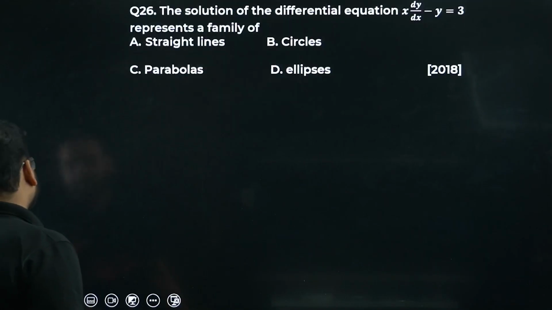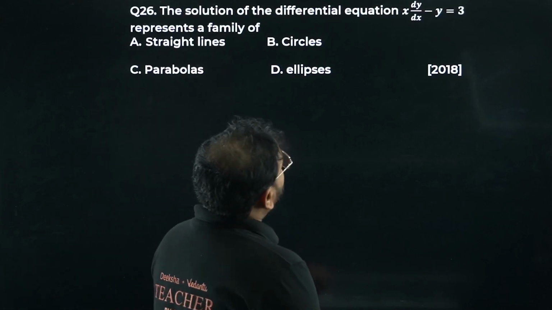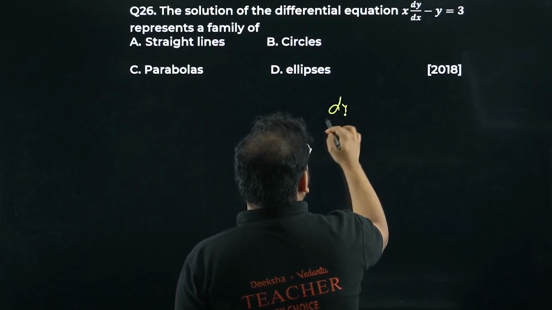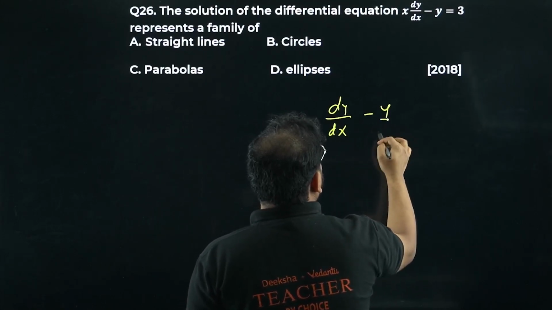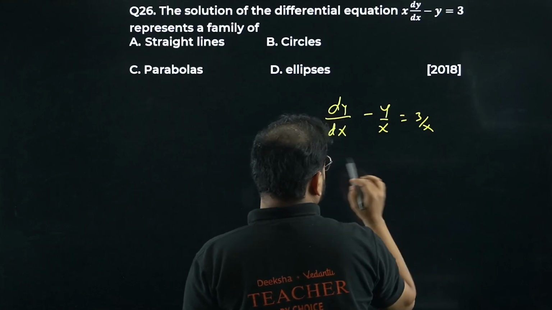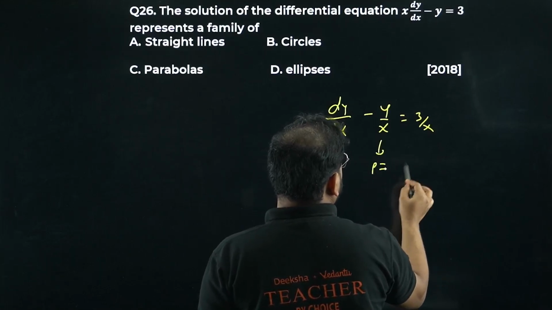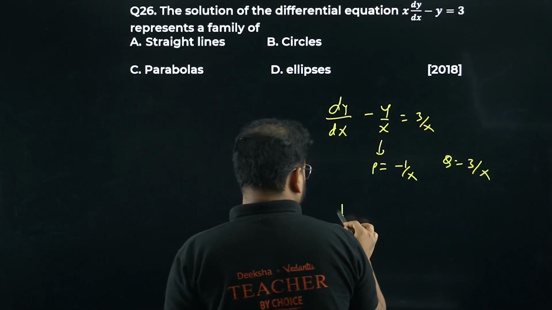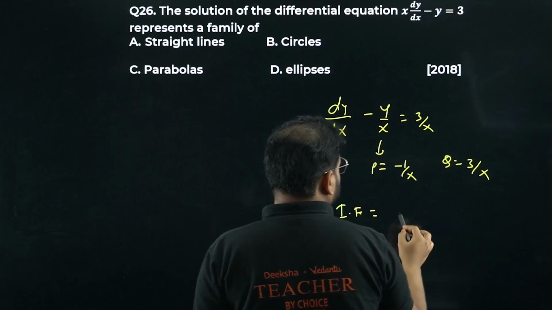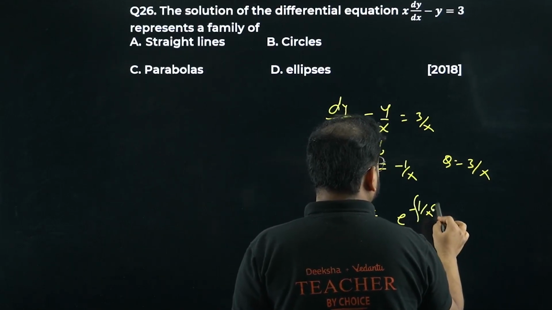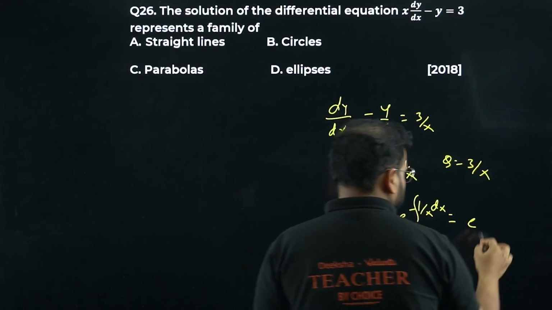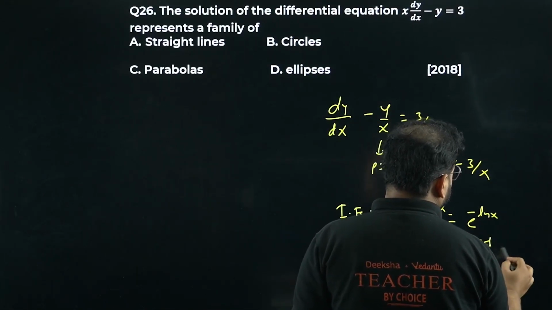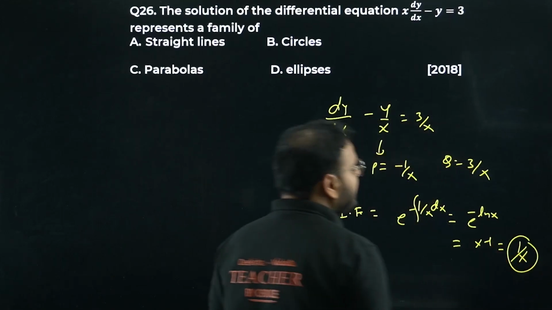26 now. See, the solution of the differential equation given like this represents a family of what? We can write here dy by dx minus y upon x equal to 3 upon x. So your p value is minus 1 upon x and q value is 3 upon x. Please check. So I'm going to get the value of IF as e power integration of minus 1 upon x dx. I get e power minus ln x. It means basically x power minus 1, basically 1 by x.